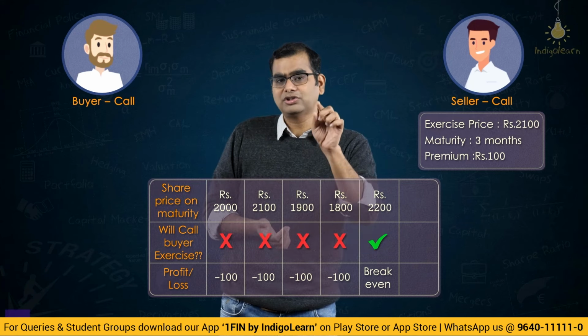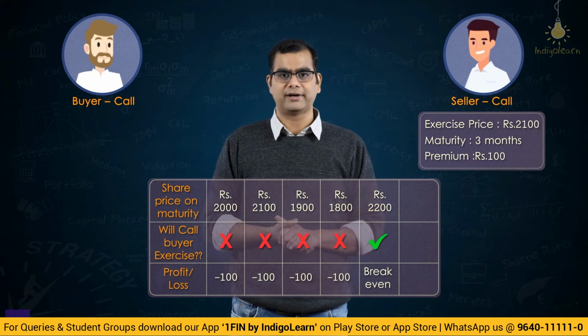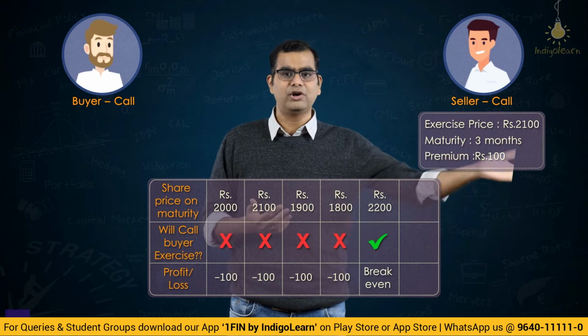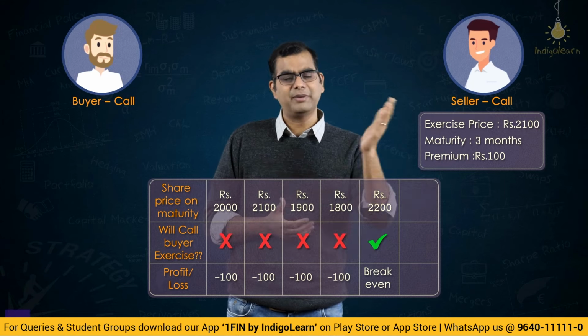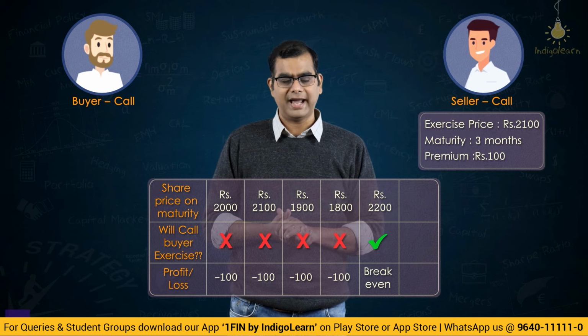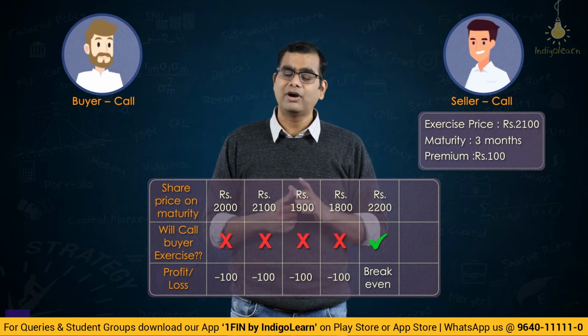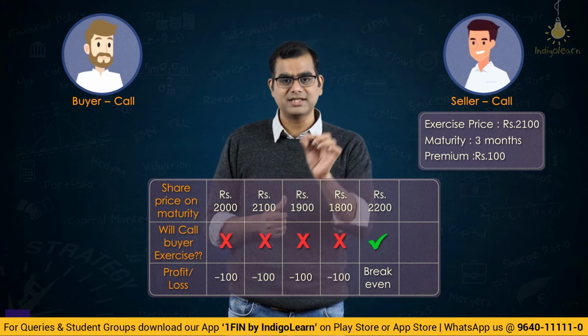The moment it crosses 2100 and reaches, let us say, 2200, suddenly you wake up. Let me buy from this fellow at 2100 and sell in the market at 2200 and make 100 rupees profit and recover my initial 100 rupees premium. What is my profit? My profit or loss is 0.